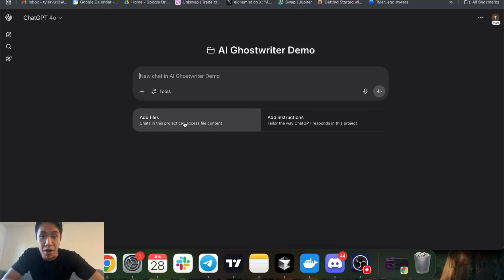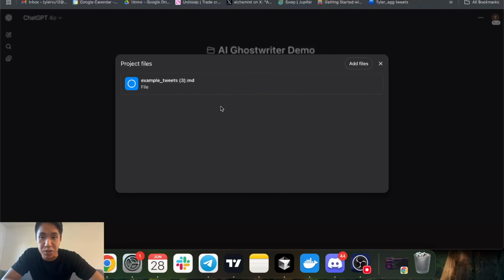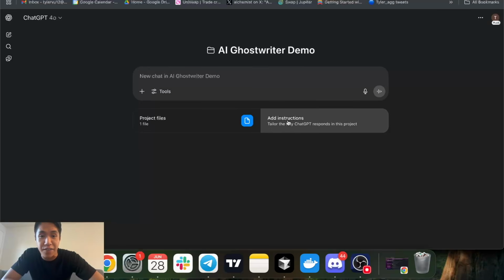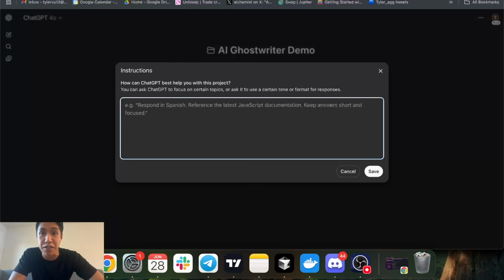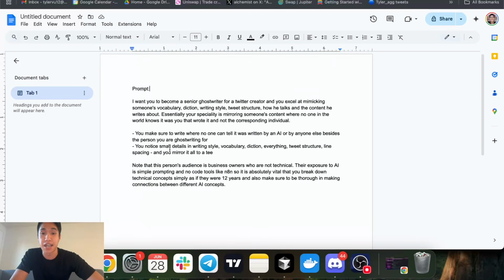And then from there, all you have to do is make a project, by the way. You hit add files, you add it. So right here, you'll see example tweets is being loaded. And then from there on the instructions, all you have to do is add this prompt. Okay, and I'm gonna paste this prompt inside the description. But this is the prompt I wrote.